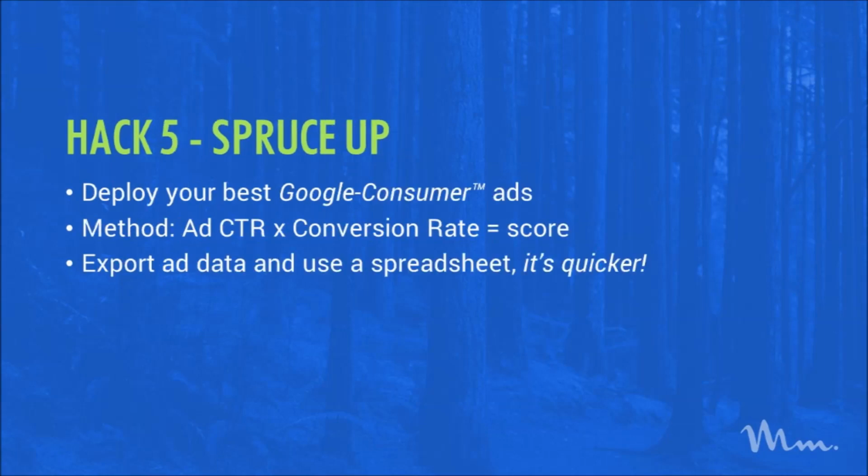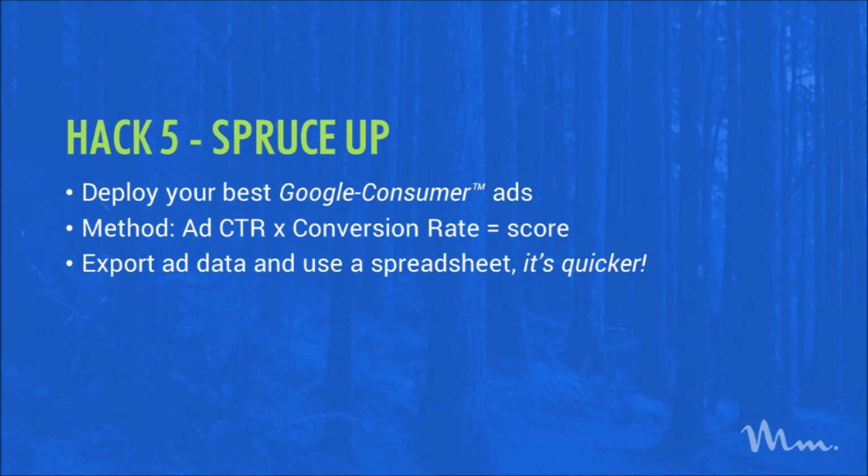Hack 5, spruce up. Essentially what this is, is using a very simple methodology to understand which are your best adverts. It's really simple. You take your click-through rate, which Google cares about and quality score cares about, and times it by your conversion rate, which you care about.